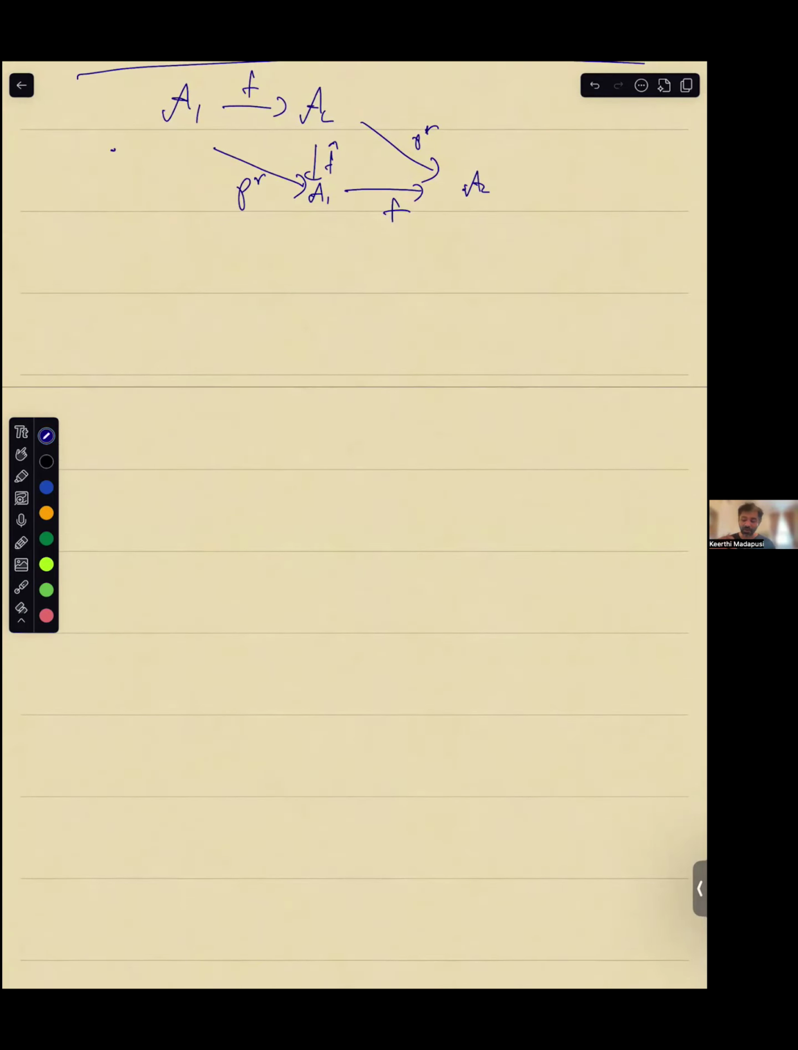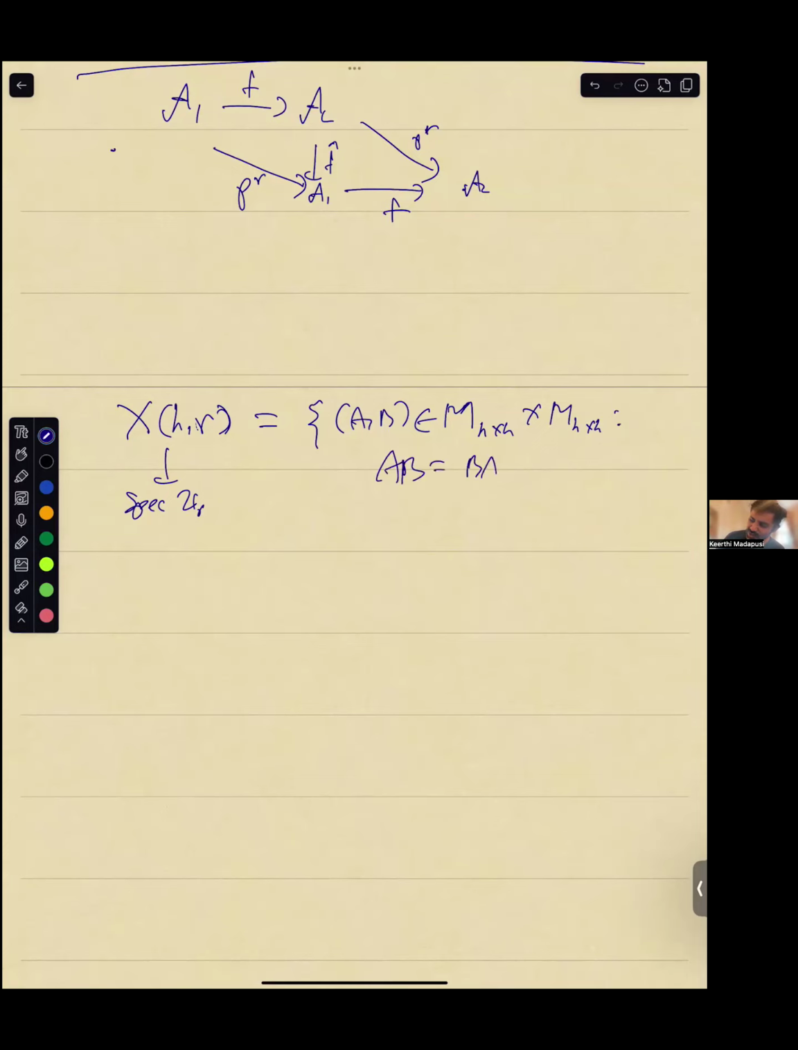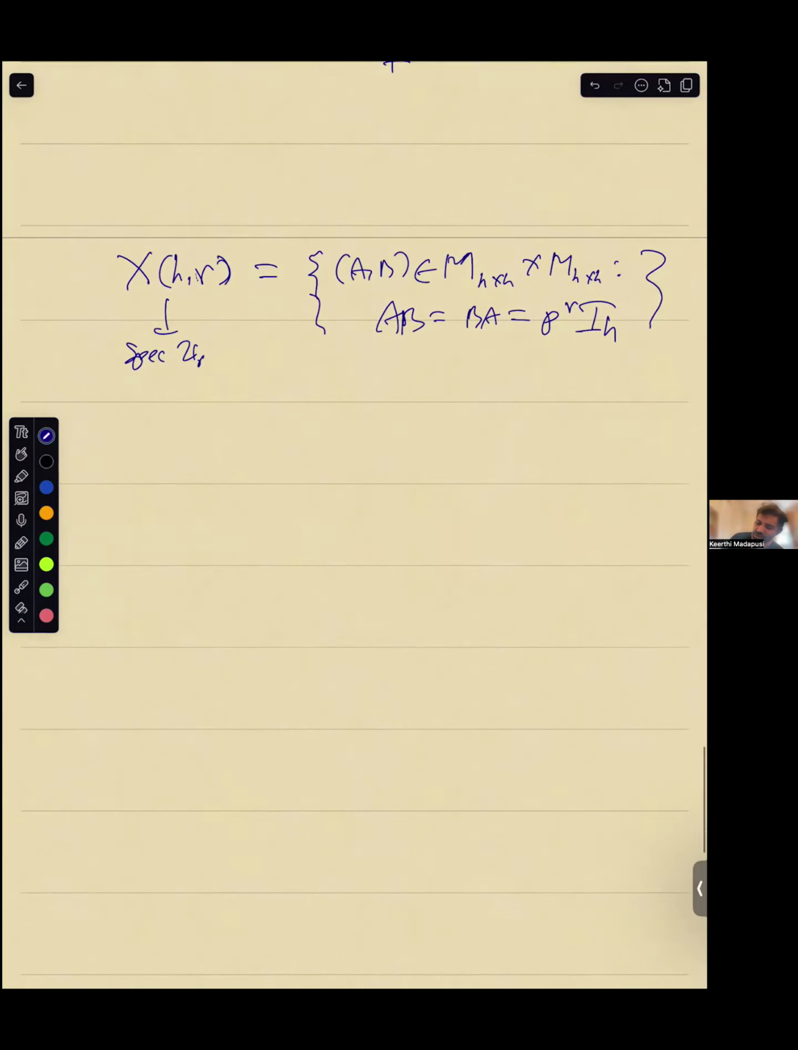So let me define the following scheme: X HN, or XHR, sorry. And what is this going to be? This is going to be the scheme of matrices, so this is actually going to be over, let's say, spec ZP, to fix ideas. So it's going to be a scheme of matrices where the product of these two matrices is equal to p to the r times the identity. This is a nice scheme. And in fact, it has a two-sided action of GLH.